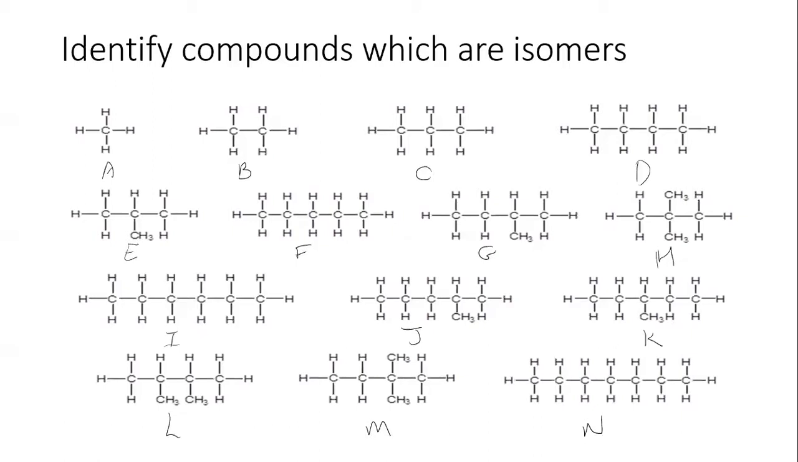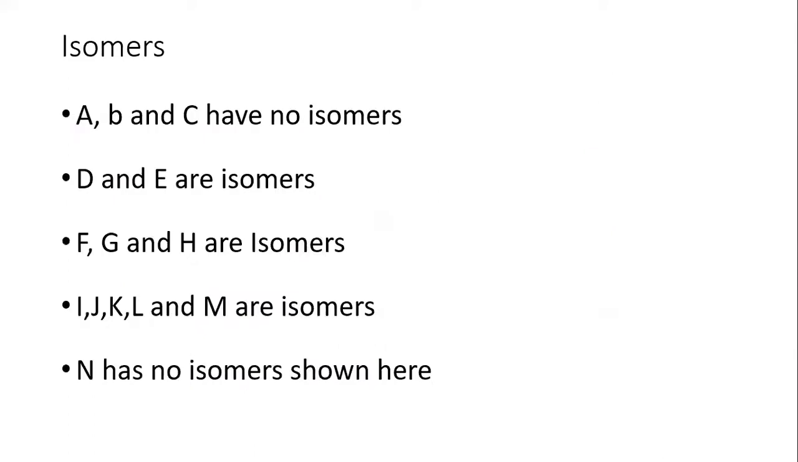Okay, again, you should only be watching the video if you have gone and written down the molecular formulas for each compound and then identified which ones were isomers. I'm going to show the answers now. A, B, and C have no isomers because they're just too small molecules to be arranged in any other ways. D and E are isomers of each other.